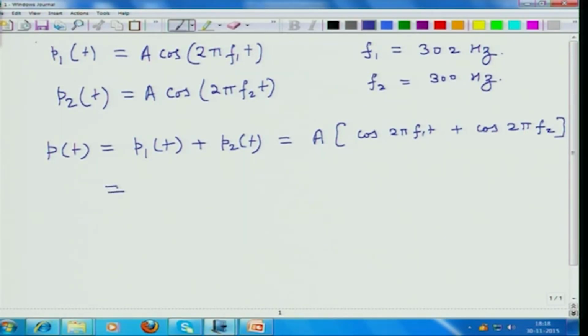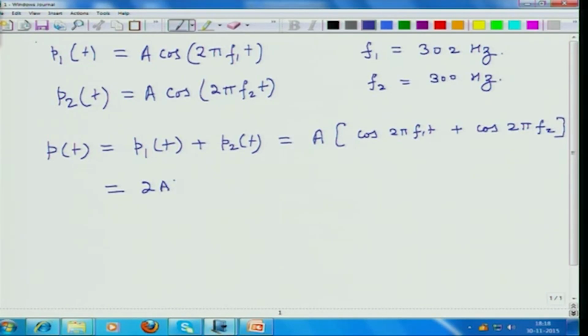Now I know from trigonometric relations that if I have cosine A plus cosine B, I can express these two sums. Cosine A plus cosine B is nothing but 2 times cosine of (A plus B) over 2 times cosine of (A minus B) over 2. This is a trigonometric relation which we learned in our high school mathematics. So I'm going to use this.